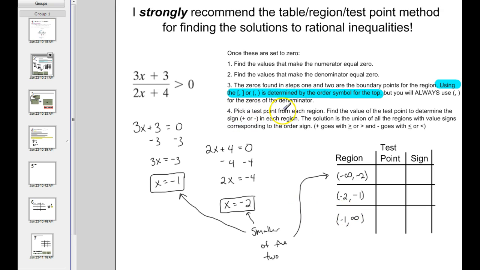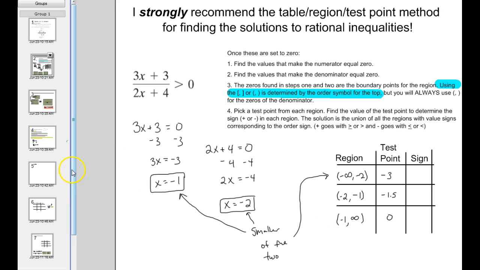Alright, now we're going to pick a test point from each region. So for region 1, I'm going to do negative 3. For region 2, there's no whole number between here, integer, so I'm going to use negative 1.5. And then for negative 1 to infinity, I'm going to use 0.